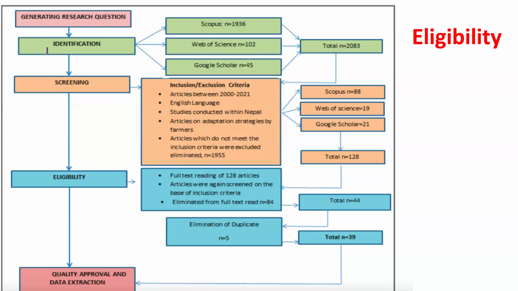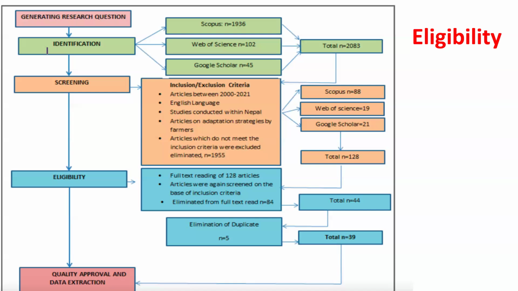Now, what is in your hand already? You have your research question in your hand, you applied the whole identification, screening, eligibility, and 50 papers or 39 papers are in your table now. Now you need to read those 39 papers. That framework is the PRISMA framework. Now that is the importance of systematic review.